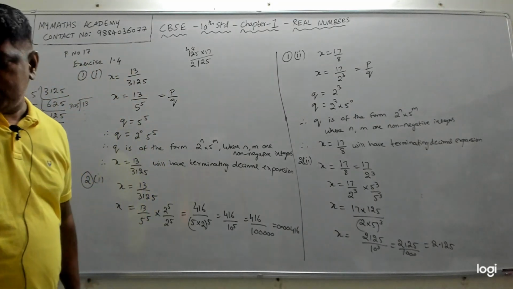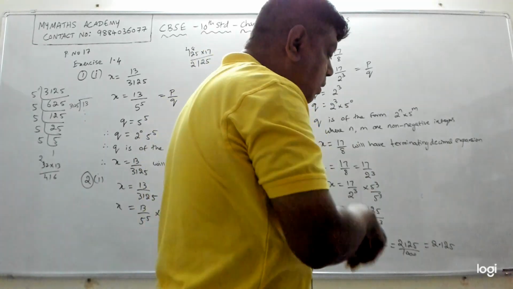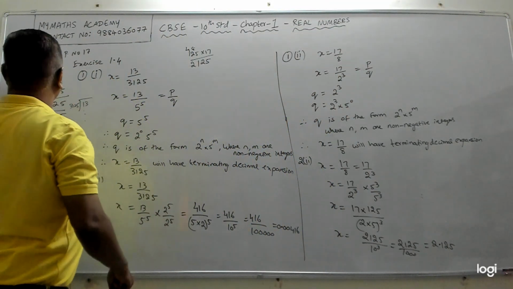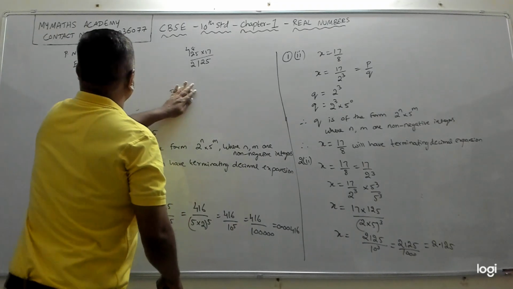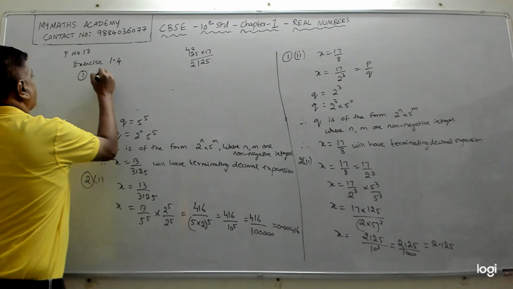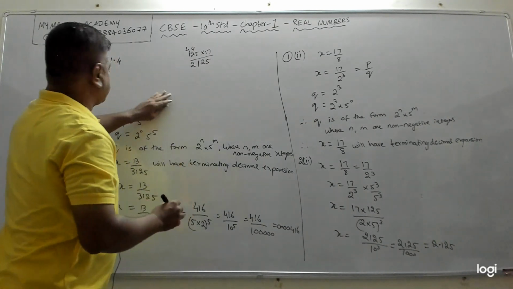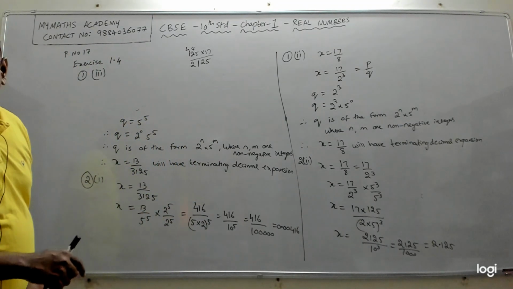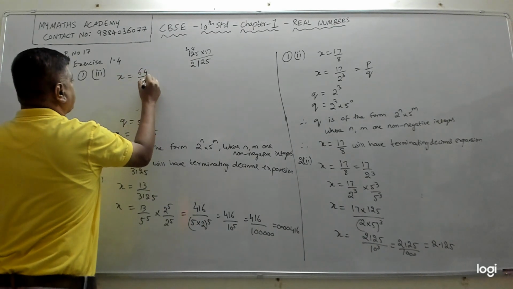Now let's go to the next problem. In the first problem, I'll do the third sub problem. The question is x is equal to 64 by 455.